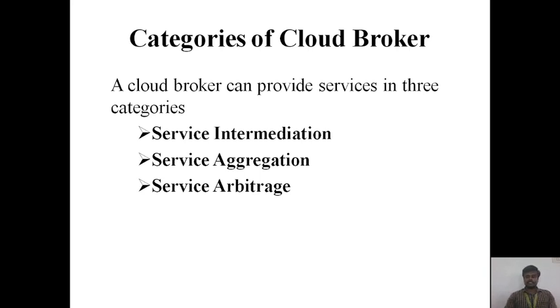Service intermediation is a relationship between your subscriber and the publisher. Subscriber means a service client and service provider. So the component lies between your subscribers and publishers. Next one is service aggregation. Service aggregation is the process of combining all the things into a single unit. Service arbitrage is a business model: how you are selling the particular products to a third party. So that deals with service arbitrage.